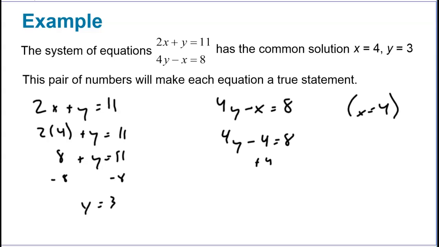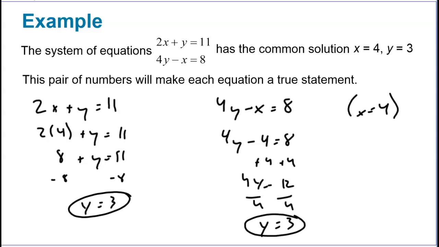And so then we'll want to get this 4y by itself. 4y equals 12. Divide, and y equals 3. And so we have y equals 3, y equals 3. And so those equations are equal to each other.